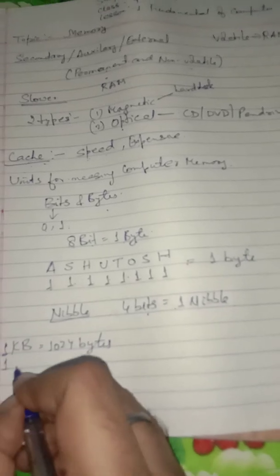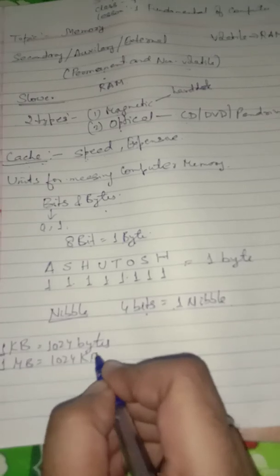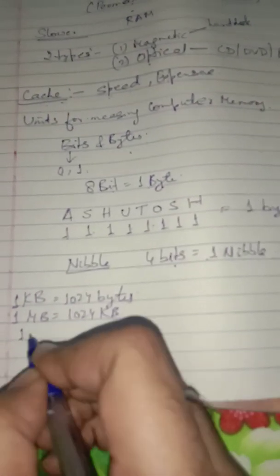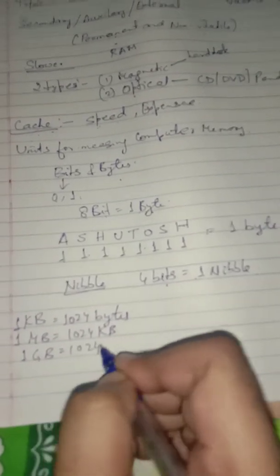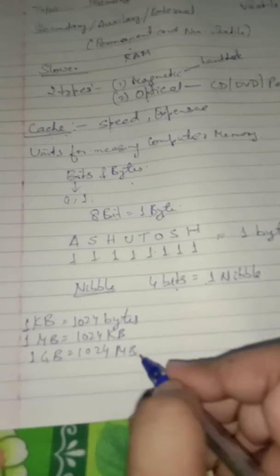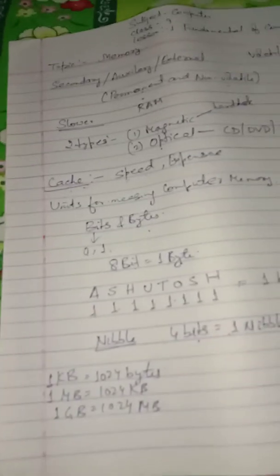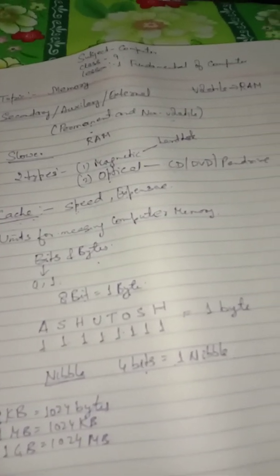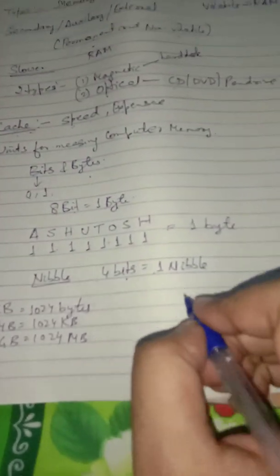Next, MB, 1 megabyte. So 1 megabyte is equal to 1024 kilobytes. Next, gigabyte, 1 GB. 1 GB is equal to 1024 megabytes. Next, terabyte, petabyte, exabyte, zettabyte, yottabyte, brontobyte, and geobyte. So remember, the geobyte is the largest unit.